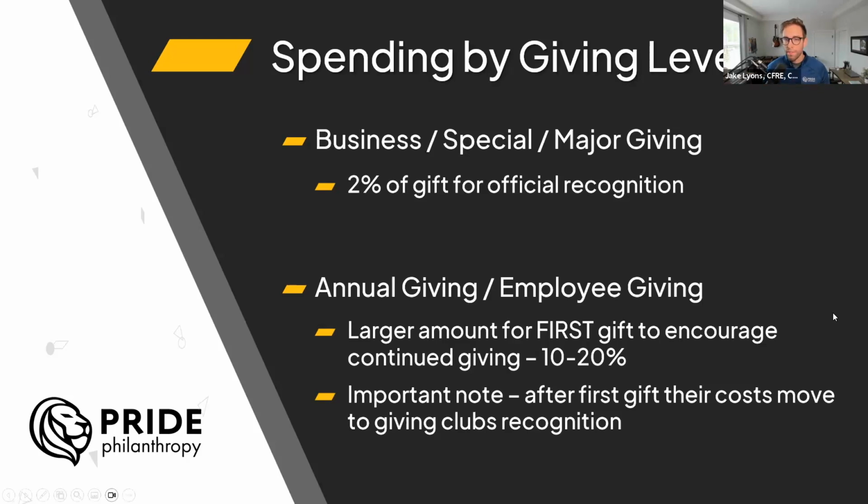One thing to note, after the first gift, their costs move to giving clubs recognition. So we know that if we're pushing these people into giving clubs, we have a recognition policy in place that actually outlines what they get if they give at 100, at 1,000, at 10,000, all the way up. So instead of guessing case by case, gift by gift, we just have a policy in place, and it's an easy table that we can have in an Excel document, and it outlines exactly what we do. So we can determine these amounts in advance and then back into it from there as we actually have the gifts come through the door.